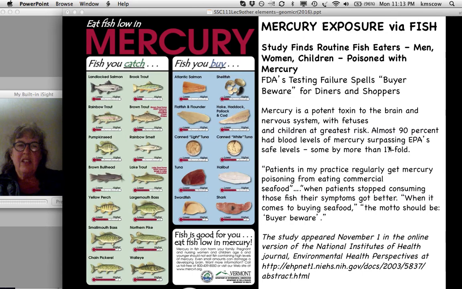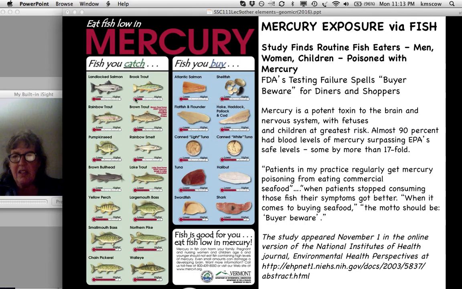And there's been these studies that have shown, like in the Bay Area, that almost 90% of people tested there, men, women, and children, had blood levels that were higher than what was deemed as a safe level, sometimes 7 times that. And then they've also been able to demonstrate that the mercury goes down when people stop eating the fish. So it definitely seems to be a relationship.